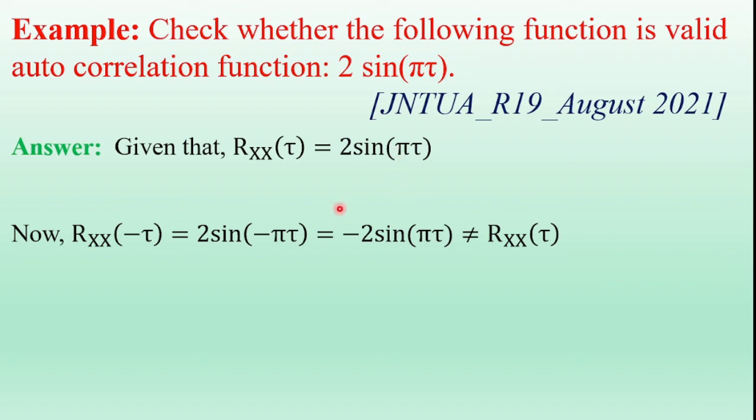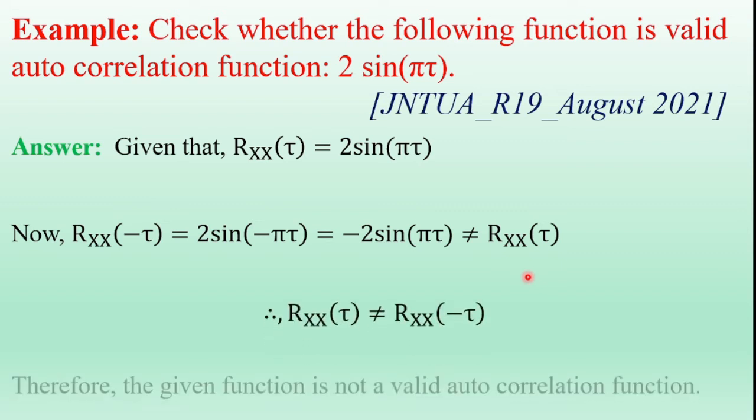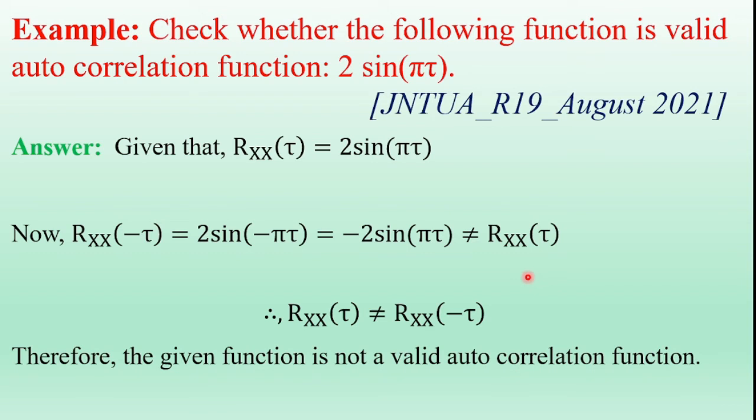So here Rxx of minus tau is not equal to Rxx of tau. The even function condition of the autocorrelation function is not satisfied. Hence the given function is not a valid autocorrelation function. This is the procedure we can use to check whether the given function is an autocorrelation function or not.